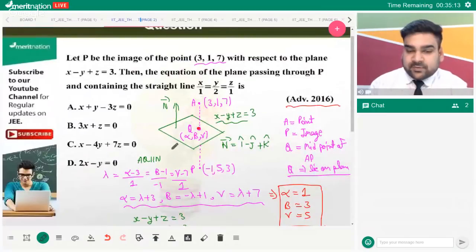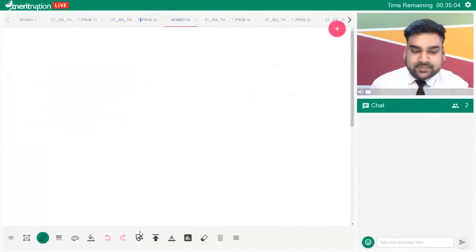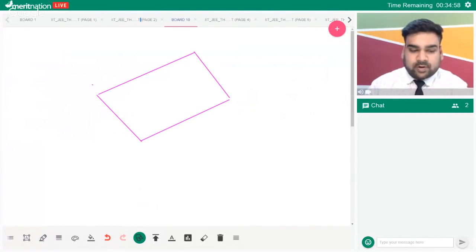Now after this, what do we have to do? We have to find the equation of the plane passing through the point P and which contains this given line. So how can we find this? Now we are talking about the equation of a new plane on which this point P lies. We have calculated the coordinates of point P. These are minus 1, 5, and 3.